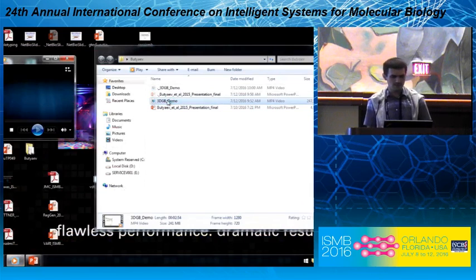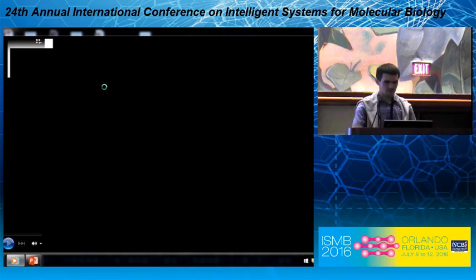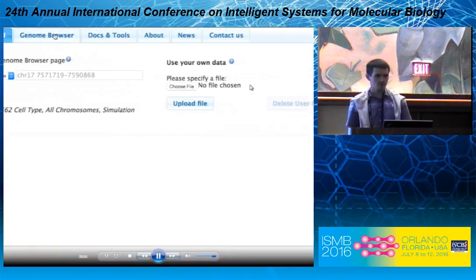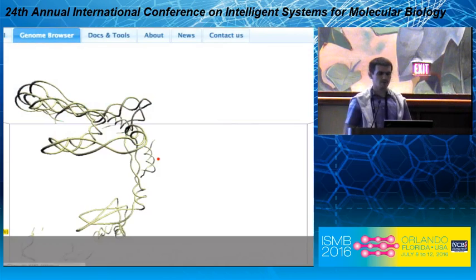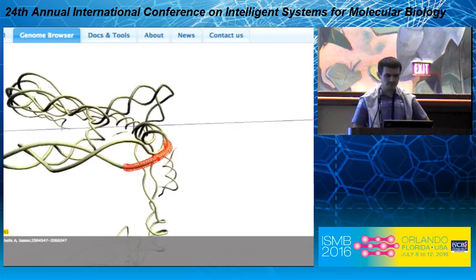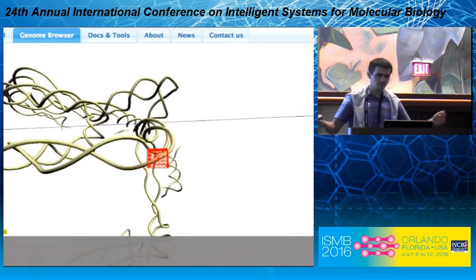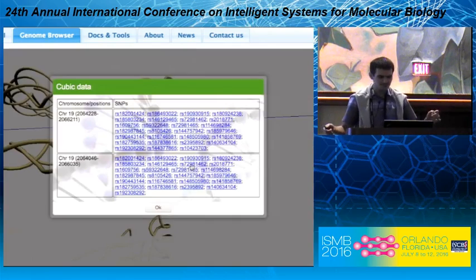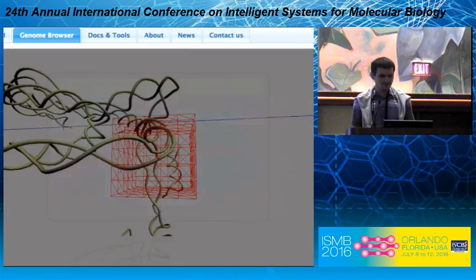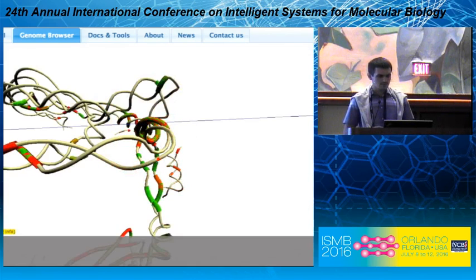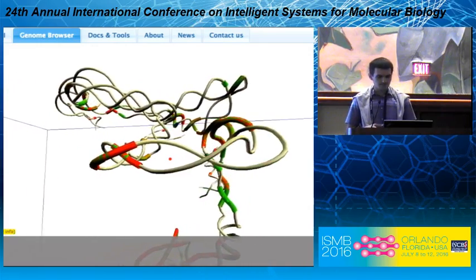So here we have our genome browser, and you can go inside, and that's a linear mode, so we can extract the linear part of the genome. This is a cubic mode. Sorry, it's pretty fast. Here, 2 different strands, and now we are trying to represent the ChIP-seq data.